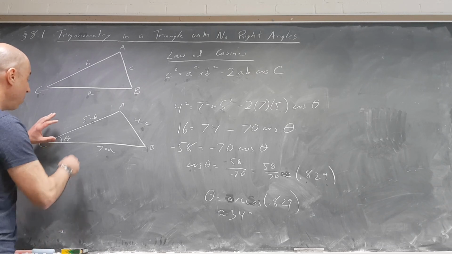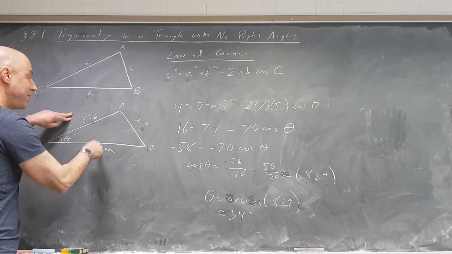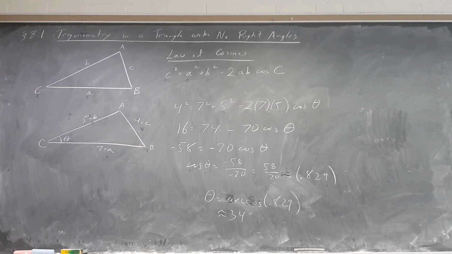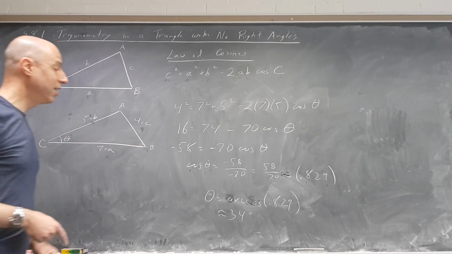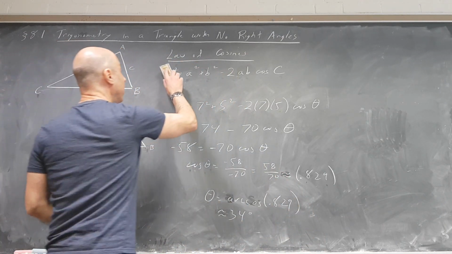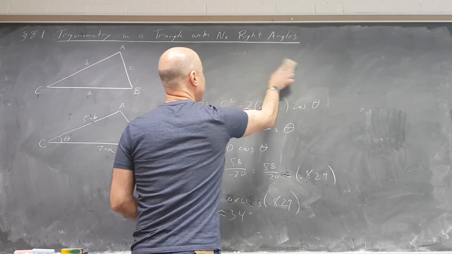So if we know this side, this angle, and this side, you can work out the third side. But if you know all three sides, you can work out one of the angles. That is the law of cosines. Let's take a look at the law of sines now.